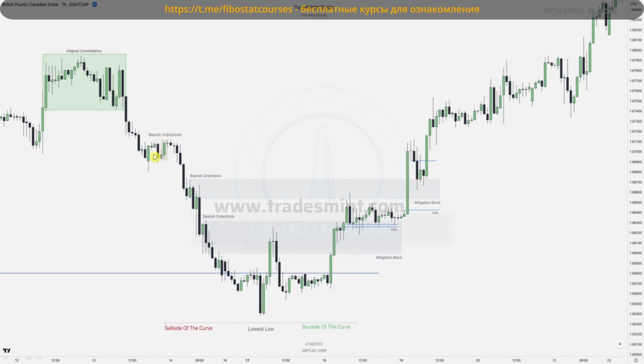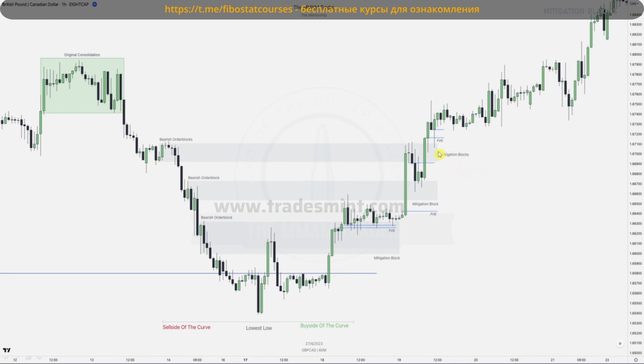And lastly, up here we have another one, extended out in time. We've got another mitigation block up here. A fair value gap has been formed over here, and then continuation to complete this whole market maker buy model. So really outline those old arrays from the sell side of the curve, extend them out in time into the buy side of the curve, and wait for your new PD array to form, and then it will be higher probability to take a trade from.